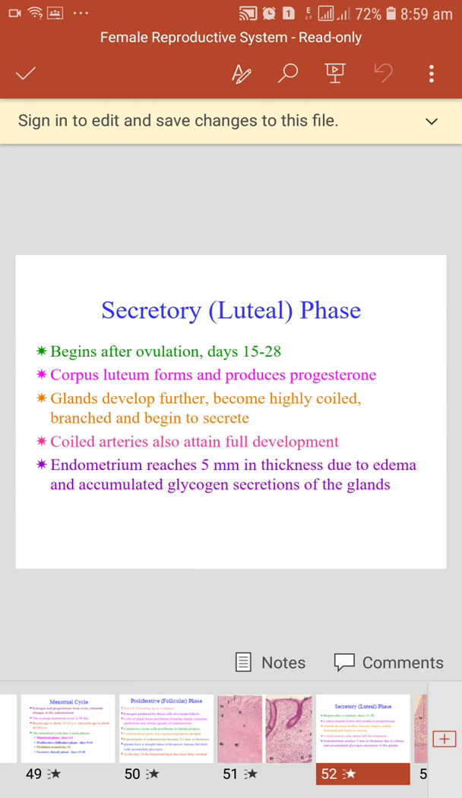Then we have the secretory phase, which begins after ovulation, meaning day 15 to 28. The corpus luteum forms and produces progesterone. Glands develop further, become highly coiled and branched, and begin to secrete. Coiled arteries also attain full development. The endometrium reaches 5 mm in thickness due to edema and accumulated glycogen secretions of the glands.